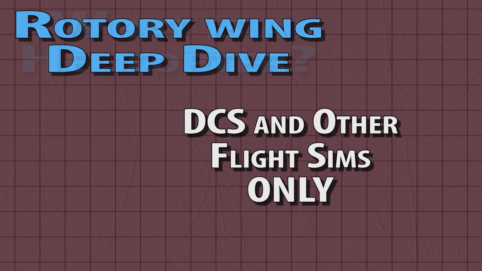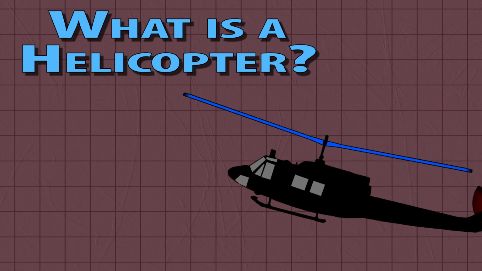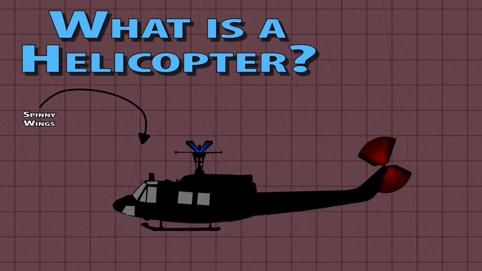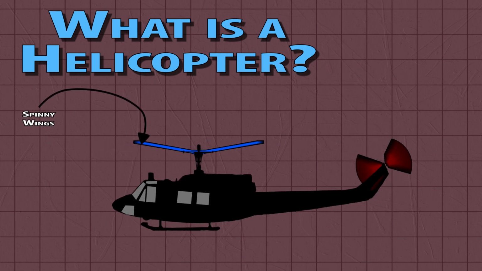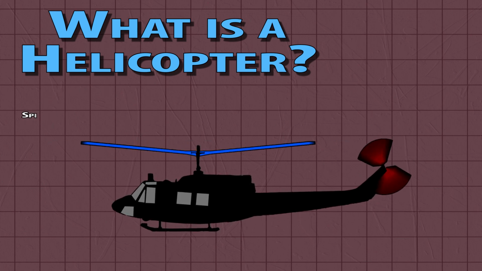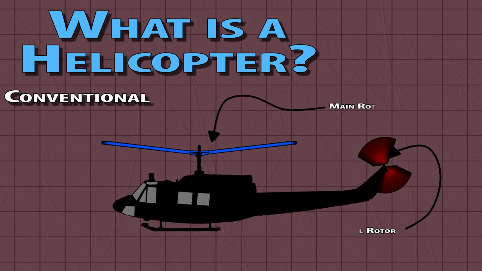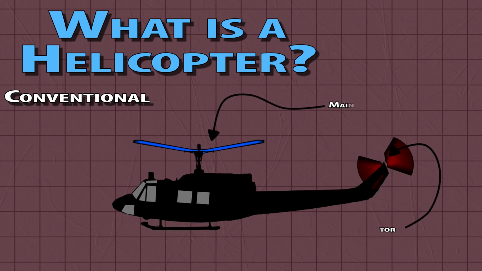Let's get started. What is a helicopter? In a nutshell, a helicopter spins its wings quickly to get the lift and thrust it needs for flight, as opposed to fixing the wing to the airframe and moving both quickly through the air. The conventional approach to this is a rotor system on top with a tail rotor at the back to offset torque. This is how most of our Helos in DCS work.